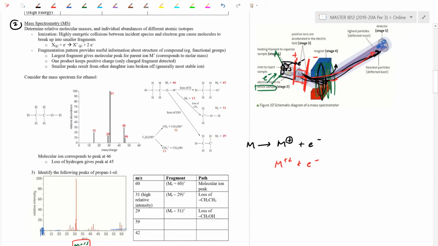We try to keep this chamber under a really high vacuum to try to prevent any unnecessary collisions, so that the ones that are supposed to hit at that setting are actually able to make it through the end.